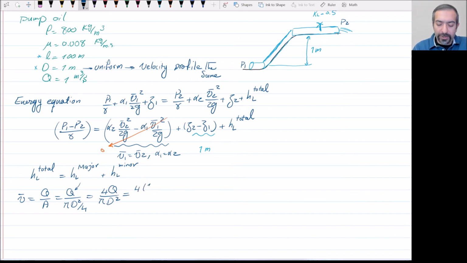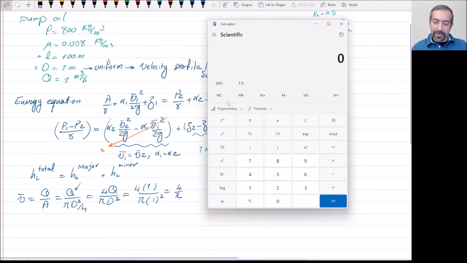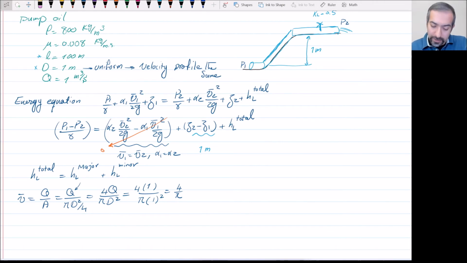Q is 1 cubic meter per second. d is 1 meter to the power 2. So it's basically, if I'm doing everything right here, 4 divided by pi. All right, if I bring the calculator, 4 divided by pi equals 1.27. So I'll put this here. That's going to be equal to 1.27 meter per second.